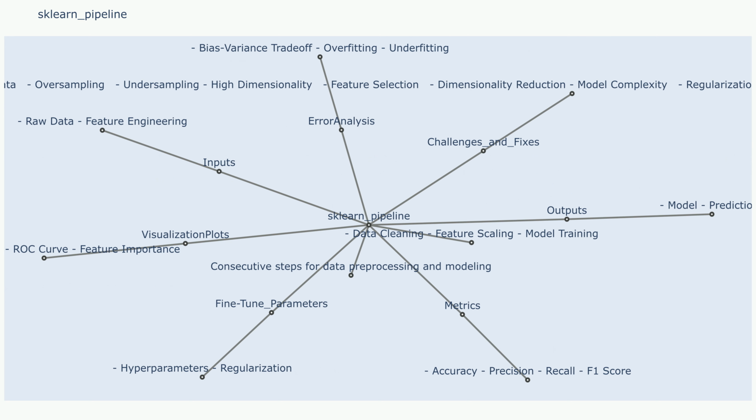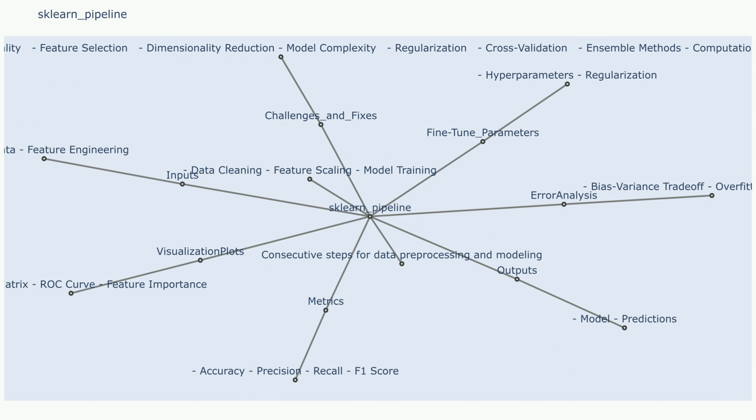Challenge 2. Overfitting. A model learns the training data too well, resulting in poor generalization to unseen data. Sample use case that resulted in challenge 2. A complex model with many parameters trained on a small dataset. Fixes to challenge 2. Regularization.